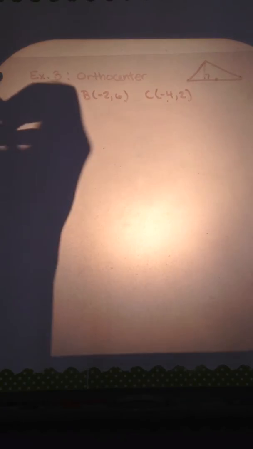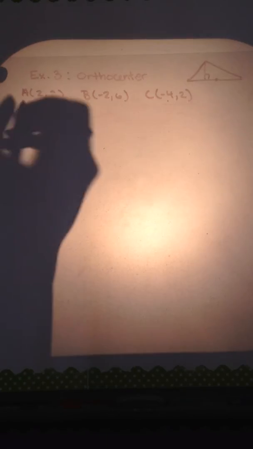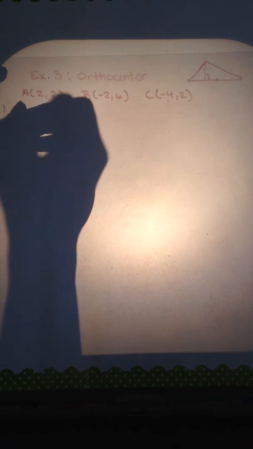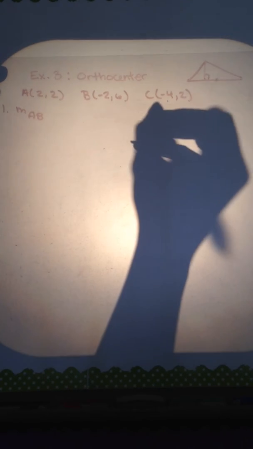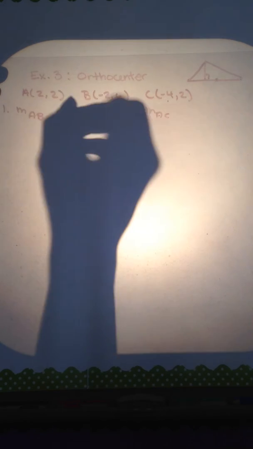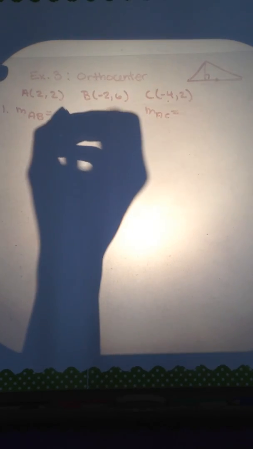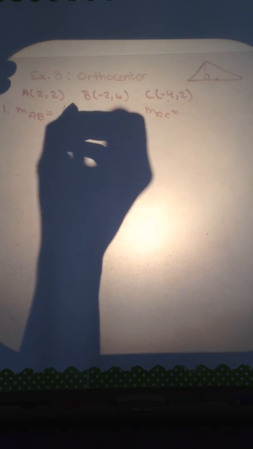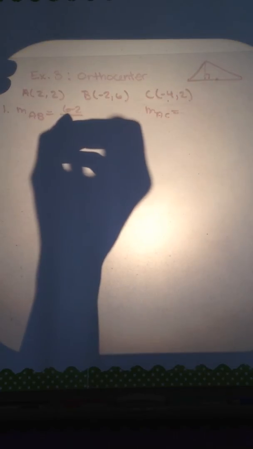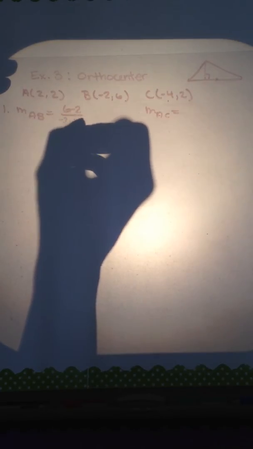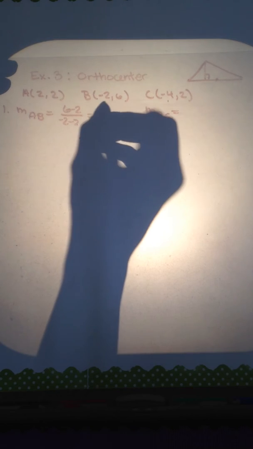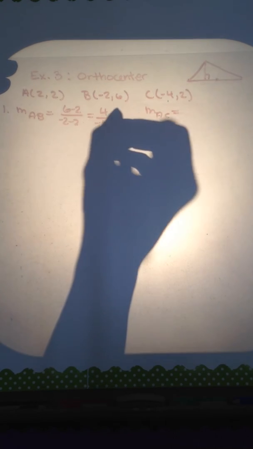Okay, so I'm going to start out with number 1. So the first step for this one is to find the slope of two sides. So again, I'm going to do AB and AC. You can choose whichever side you'd like. So for AB, I'll do y minus y over x minus x, 6 minus 2 over negative 2 minus 2. It's going to give me 4 over negative 4, which is negative 1.